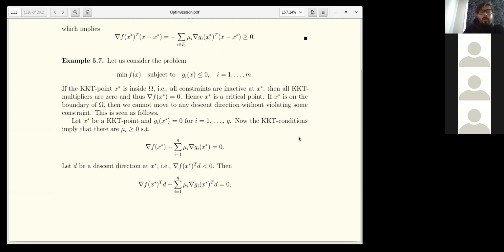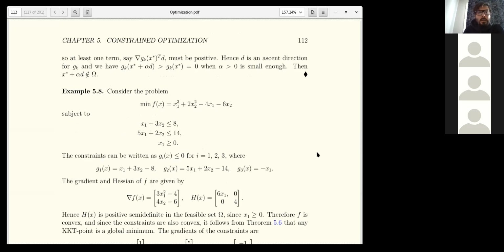Here's example 5.7. It's basically the same example that I gave graphically about the interior point where the gradient is 0, and how this is a descent direction for this. So let's have a small break now.